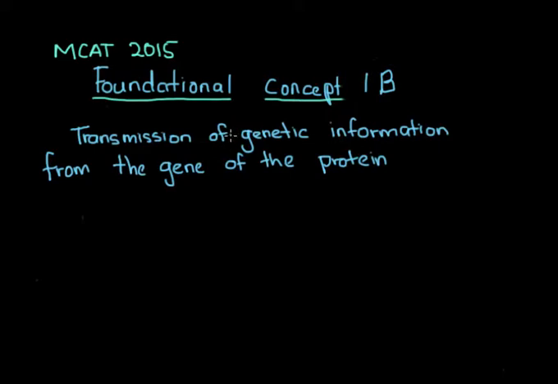Hi everyone! This is the second of 3 videos that I'm making for the MCAT 2015 series. This video is going to focus on Foundational Concept 1B, and over here I've written out what it is: the transmission of genetic information from the gene to the protein. What this foundational concept essentially asks is how proteins are actually made. How are proteins made, right?